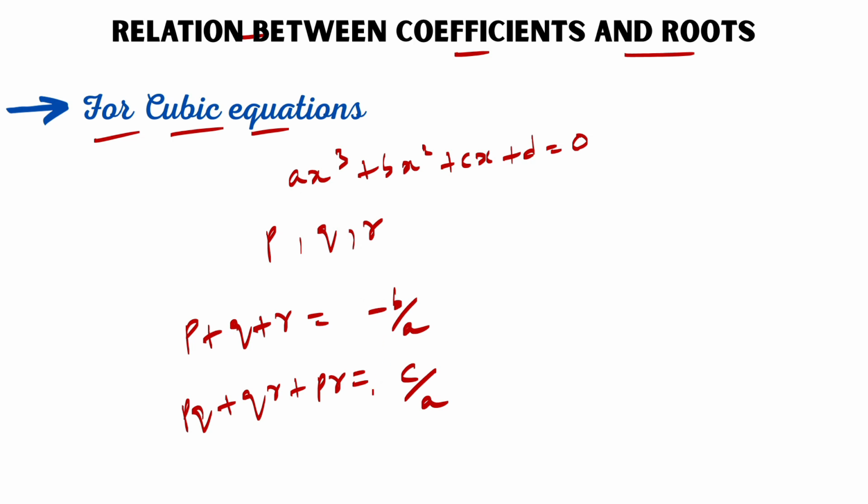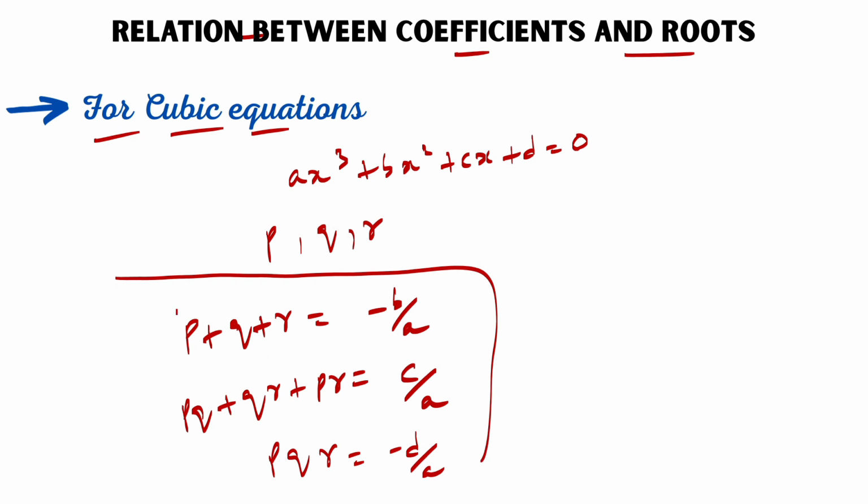In the second case we are considering plus, and in the third case we have to consider minus, just for remembering in a simple manner. So the product of all three, pqr, will be equal to minus d by a. So here it is minus, plus, minus. This is the relation between the coefficients and roots for cubic equations.